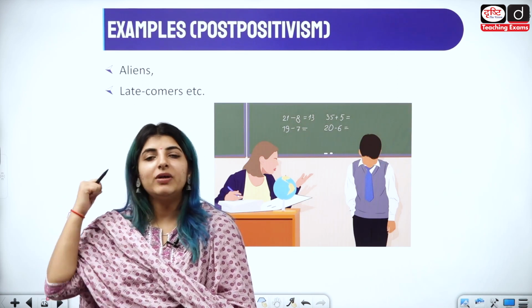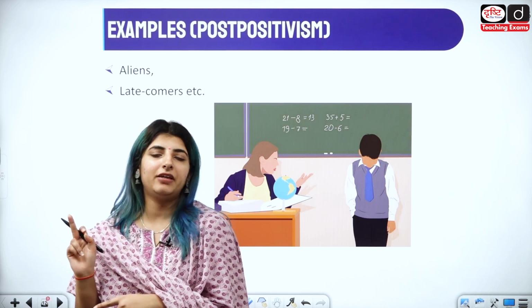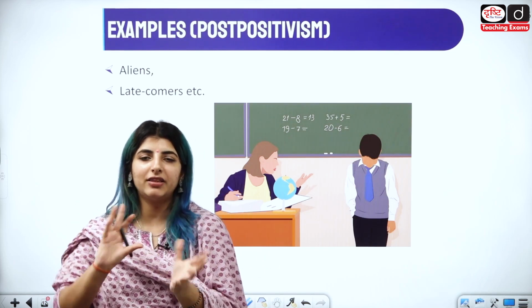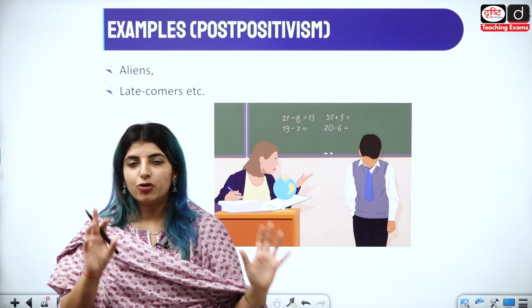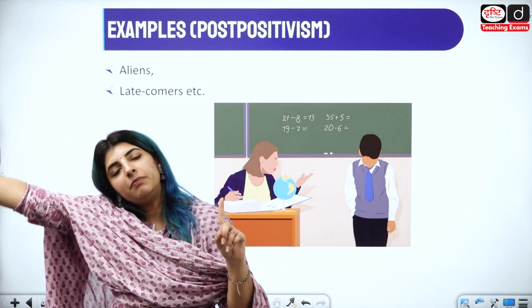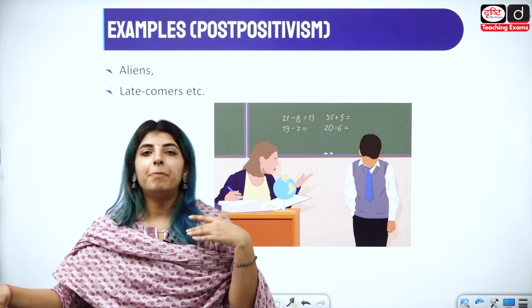The ambiguousness here, the plurality here, is being celebrated by the post-positivists. Wo keh rahe hain ki hum world ko jante hain, nahi bhi jante, we do not know about it. So we cannot agree upon one single reality, but we say that there are multiple realities which might be existing, and that multiple reality might be changing.